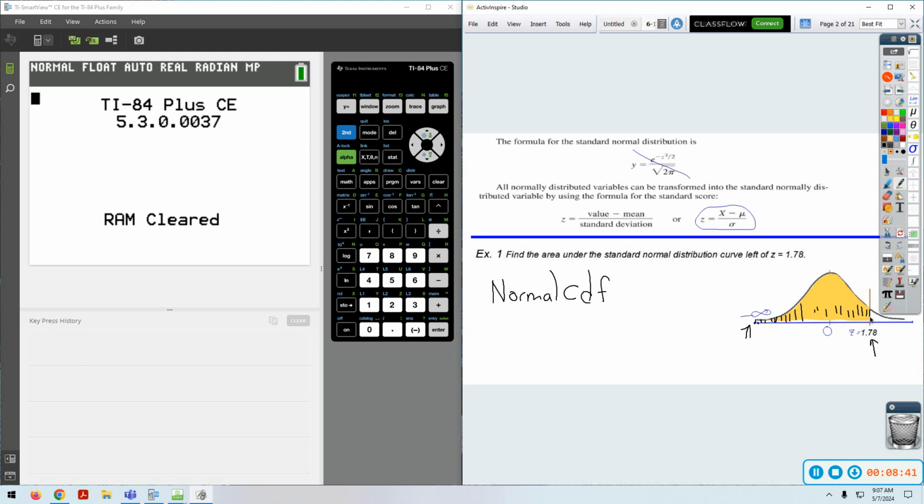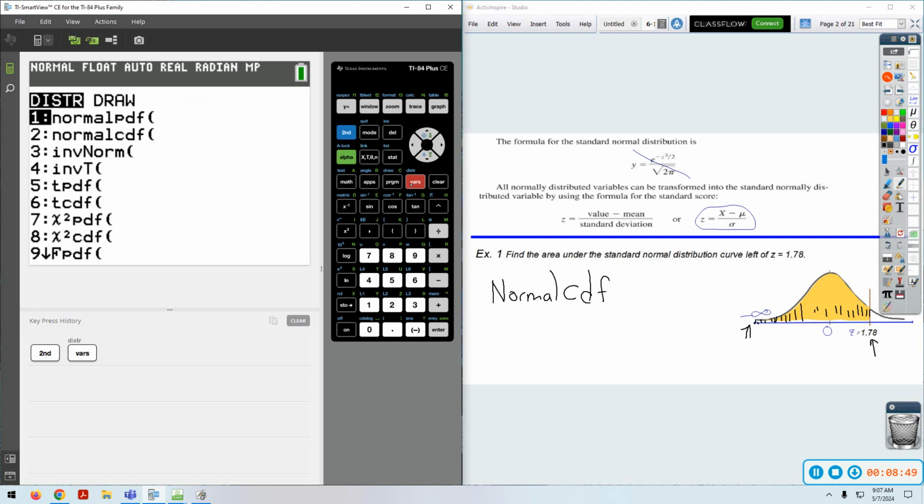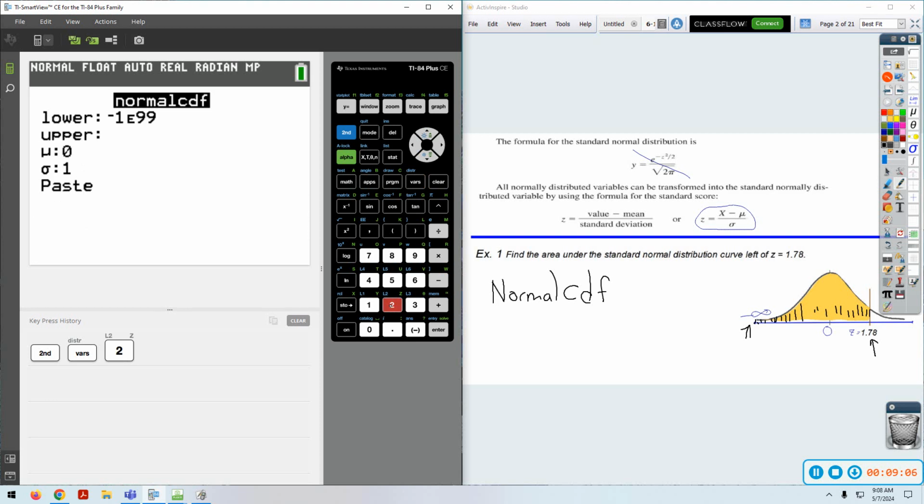The beauty is the calculator does it for us. If you hit the second button and go back to distributions, where we've been doing all of our geometrics and Poisson and stuff, the very first two are normal. We want the normal CDF. So you can scroll down, or you can simply hit the number 2, and it's going to ask us for some information.